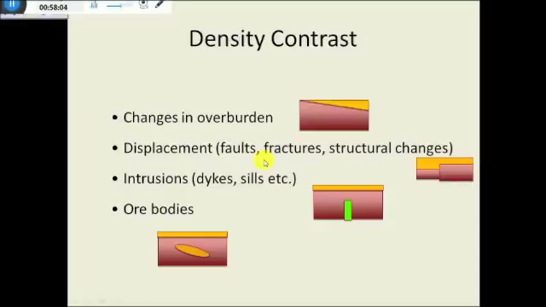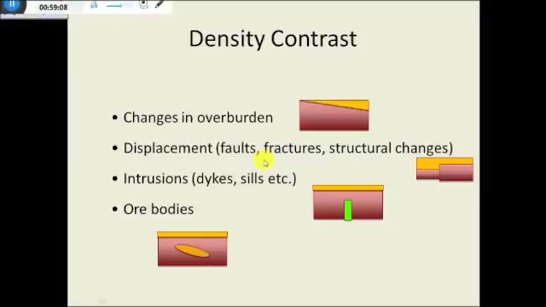You can also measure displacements on faults, fractures, or other structural changes. This is an example here: you've got your bedrock, literally the bed underneath. It's at a depth, and then it's been displaced. There's a fault here, so it's moved higher up. Do you think the gravity is higher or lower on this side compared to this side? It's higher on this side because it's closer to this denser rock. Here it's further away and there's more of this low density material.